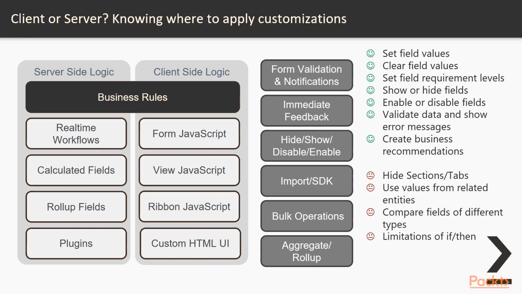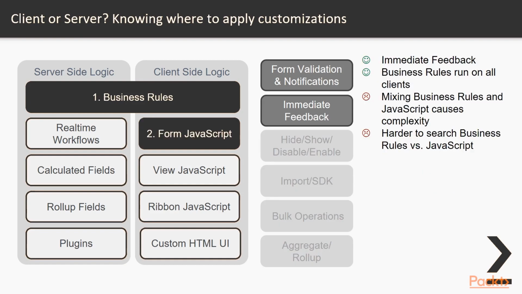You can only compare fields where the types are exactly the same. For example, if you had a date time field and one of them was user local and another was time zone independent, you wouldn't be able to do any comparisons on those fields. And then there are obviously some branching limitations: the business rule designer only allows you to do very simple if-then. You can't add more complicated or combinations.